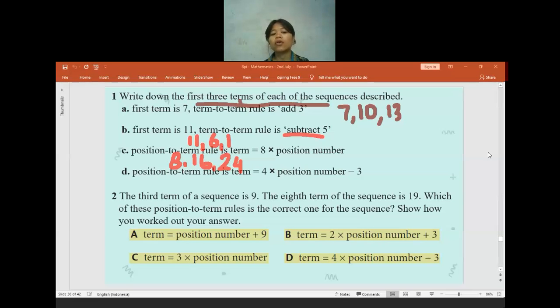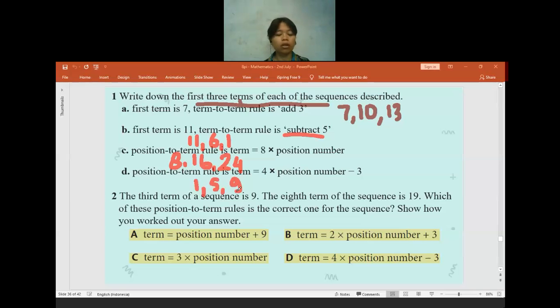Okay, now let us continue to question 1D. We already have the position to term rule as 4 times position number minus 3. So can anyone help me? What is the first term? Yeah, Sesha said it is 1. Is there anyone who disagrees? Yes, the first term will be 1. What is the second term? 5. Okay. What about the third term? How many will it be for the third term? Okay, 9. Before I move to question 2, is there anyone who is confused with any number from question 1?